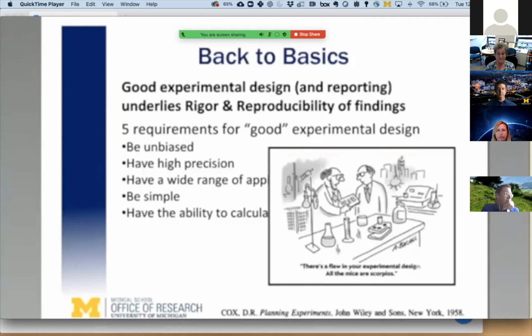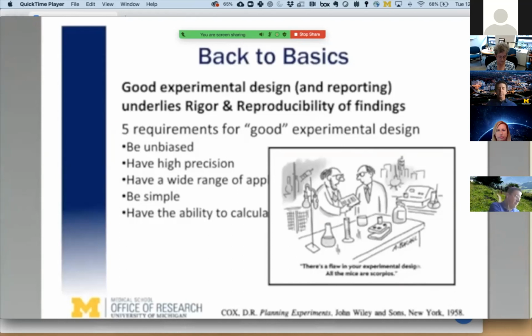Have a high degree of precision, which means that whatever the noise of the assay or the outcome in the preclinical or animal study is, it's going to be reliably measured and not subject to a lot of random noise. Have a wide range of applicability, and basically be simple and have the ability to calculate what the actual effect size is. And this is from a classic paper by Cox, How to Plan Experiments.